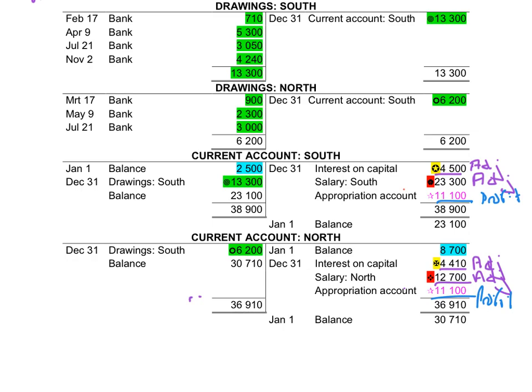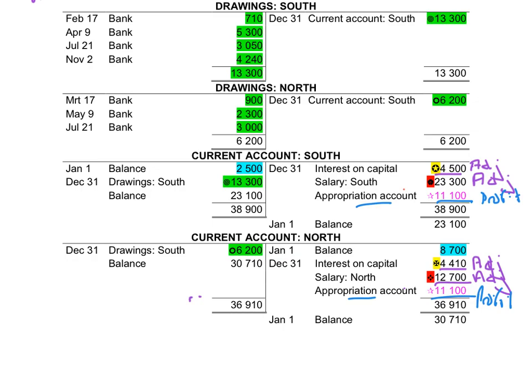So our first step is to complete the adjustments, debit the expense for interest or salary, credit the current accounts. The second entry is to transfer the expenses to the appropriation account. So we credit the expenses and debit the appropriation account. Step number 3 is to calculate the profit that's remaining in the appropriation account and divide it between the two partners in their profit sharing ratio. That means we debit the appropriation account and we credit the current accounts.